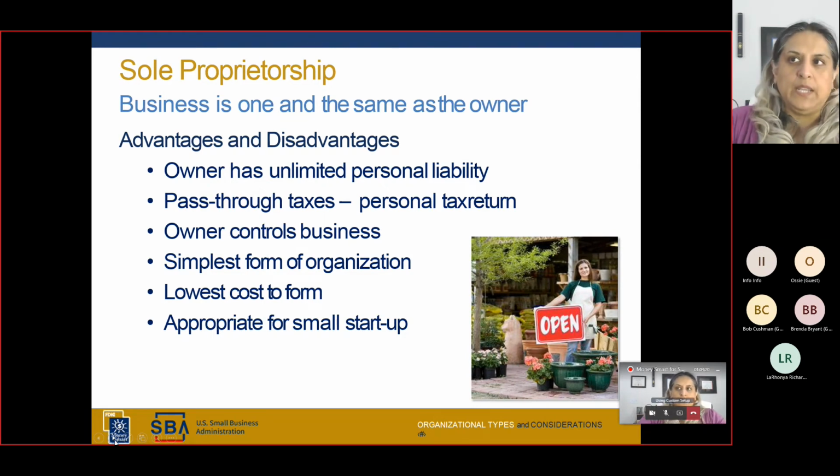Now, transferability. A sole proprietorship lasts as long as the owner is alive and operating the business, or until the business is sold. The owner can also sell business assets as well as transfer the business to a family member, usually through a state process.